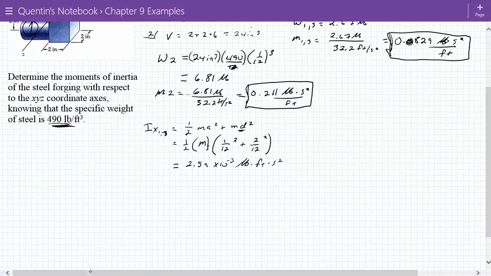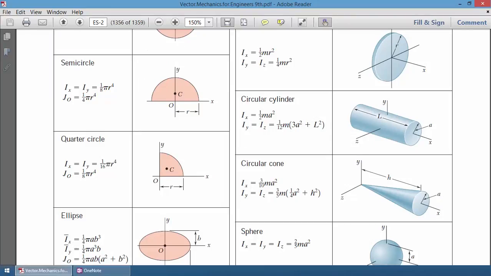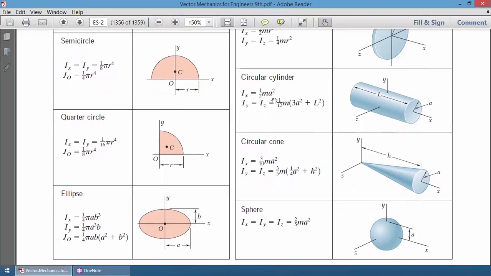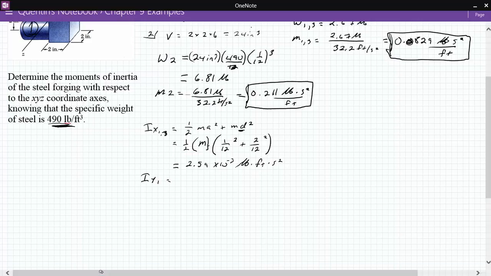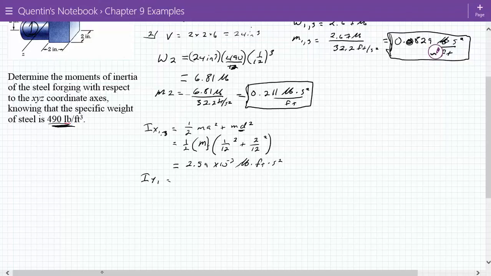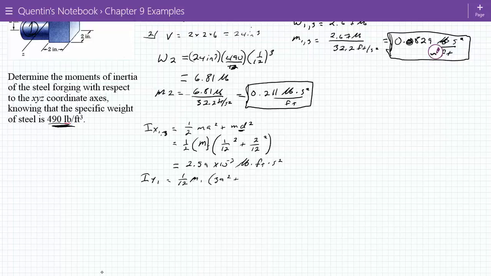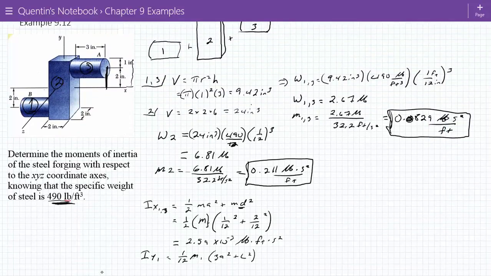So now let's look at Iy of 1. So Iy, again, we're going to go back to look at the chart here. And the y is going to be here, 1/12 m times 3a squared plus l squared. So it's 3 times the radius squared and then plus the length squared. So let's come back here and we say Iy is going to be 1/12 m1, and then it's going to be 3a squared plus l squared. Okay, but we're not done yet, because again, we need to use the parallel axis theorem.